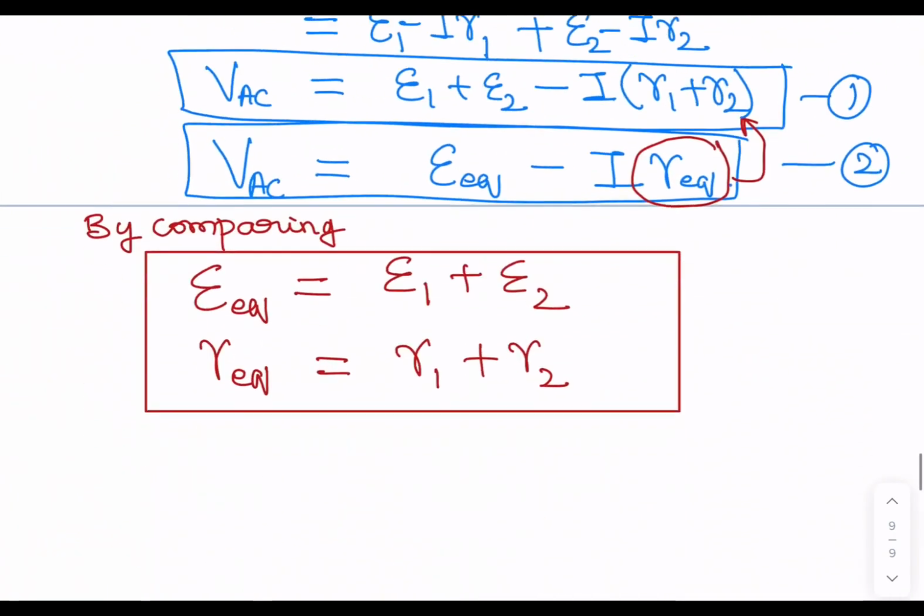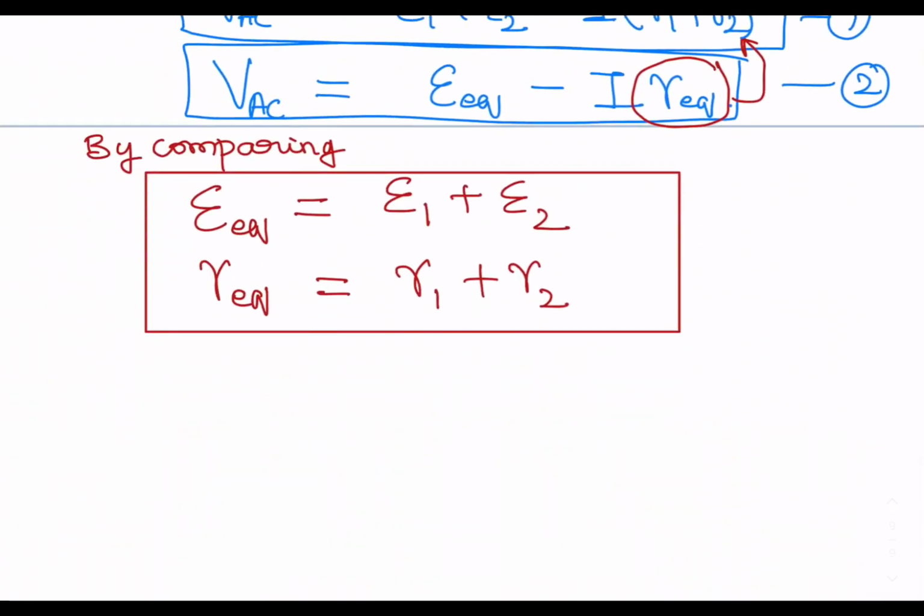Similarly, when three cells are connected in series, you can just write E equivalent is equal to the sum of their EMFs. Similarly, R equivalent is equal to the sum of their internal resistances.